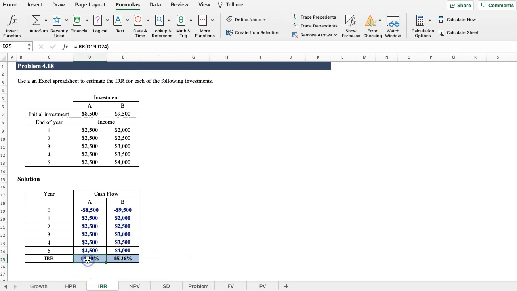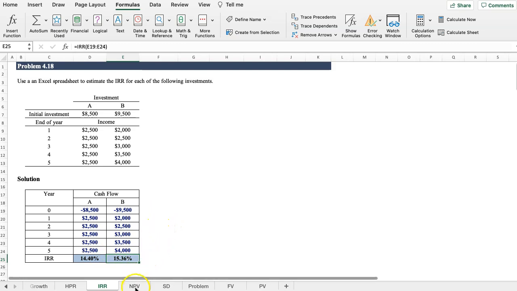So the internal rate of return is higher in investment B, so investment B should be the investment you want to invest in because you get a bigger rate of return than investment A. Okay, let's look at net present value.